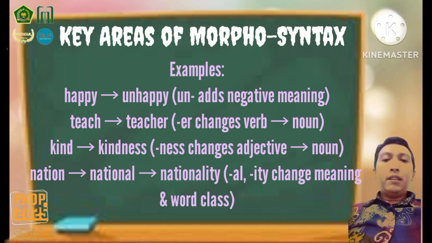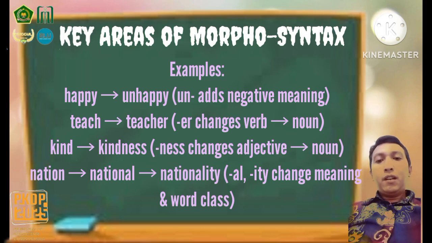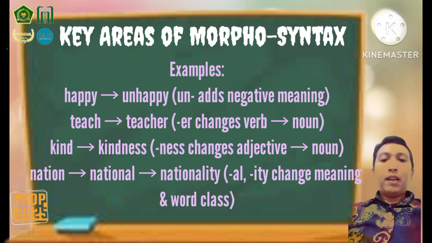And the second one, teach becomes teacher. There is a suffix er that changes a verb to a noun. And the next one, kind to kindness. There is a suffix ness in which kind is an adjective and kindness is a noun. So there is a change of word class. And the next one is from nation to national and nationality. All of them change meaning and class.